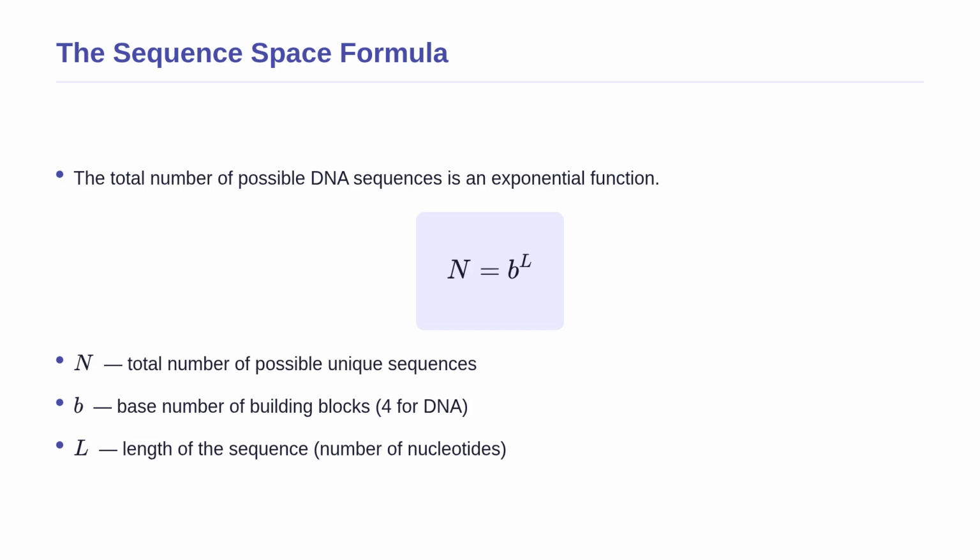The variable b represents the base number of building blocks available. For DNA, this base is exactly 4 because we have 4 nucleotides. Finally, L represents the length of the sequence, meaning the number of nucleotides in the DNA strand. Because L is in the exponent, as the length of the DNA sequence increases, even slightly, the total number of possibilities explodes exponentially.